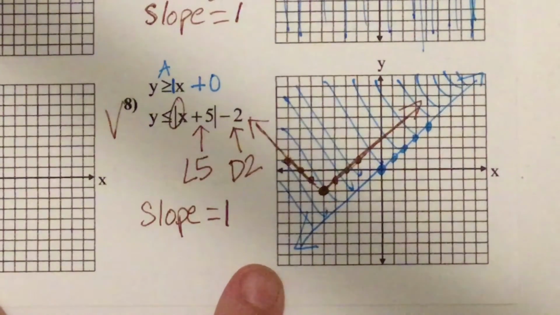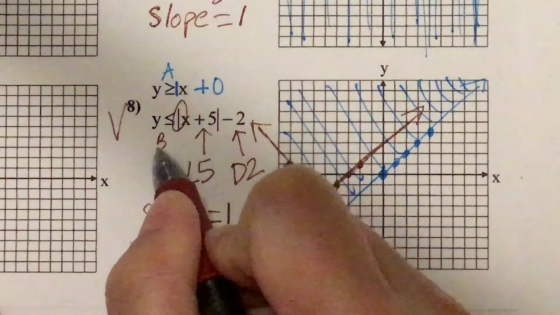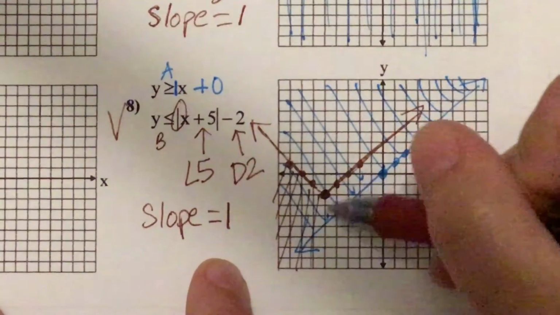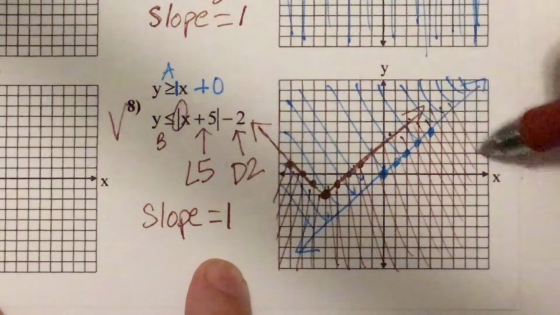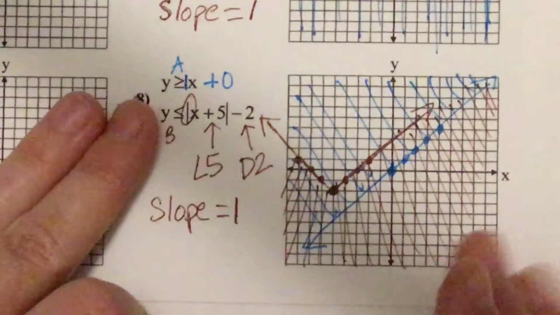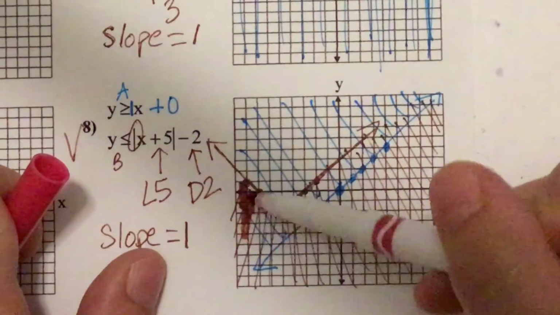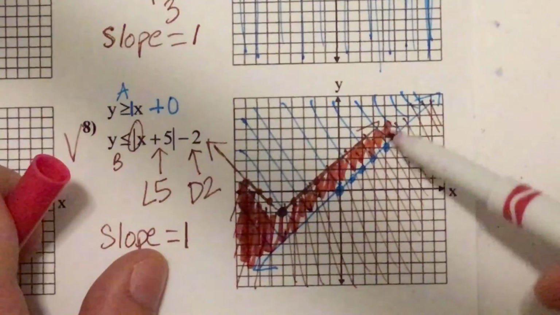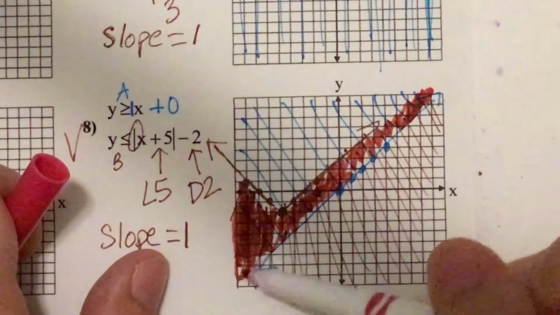Okay, and do I shade above or below? Less than, so I shade below. So I'm going to shade everything below that V. Now, can you tell where your two colors overlap? Yep. It looks like a check mark. Check. You got it right. All right. Very nice.